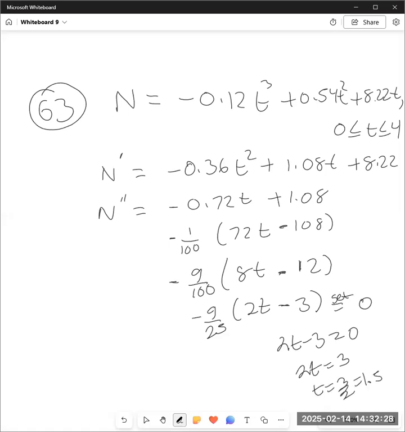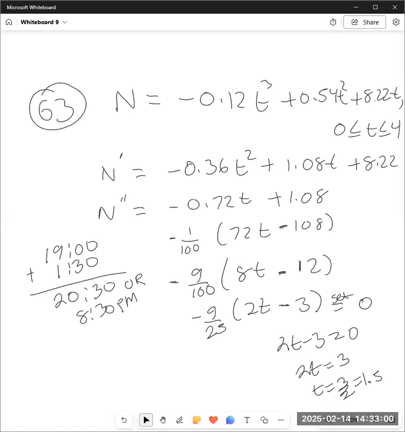So after 1.5 hours, and the college student started at 7 p.m., 7 p.m. is 1900 hours plus 1 hour and 30 minutes. It's going to be 20:30, or 8:30 p.m. I prefer to work in 24-hour time if I need to. It just helps me keep my AM and PM straight.